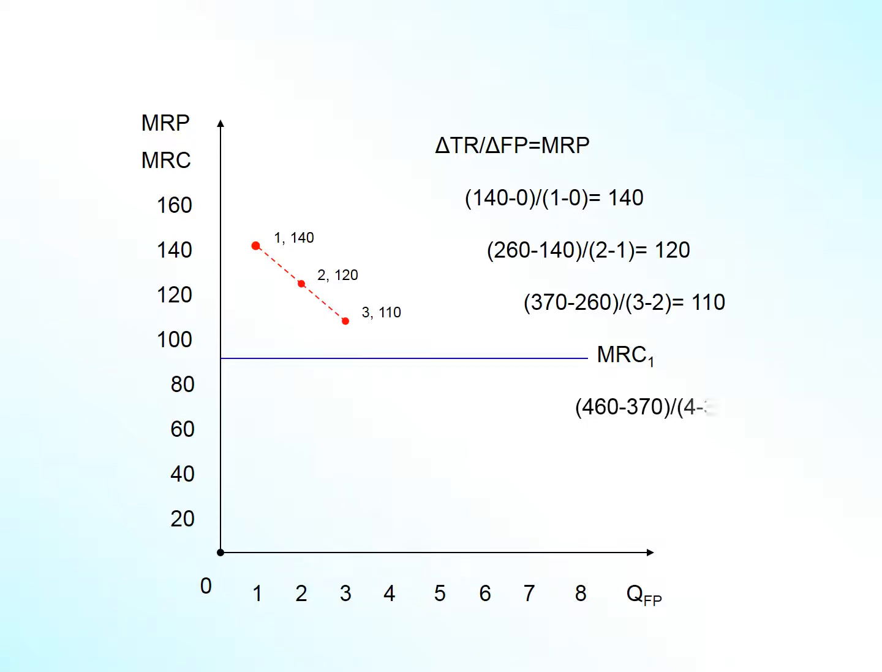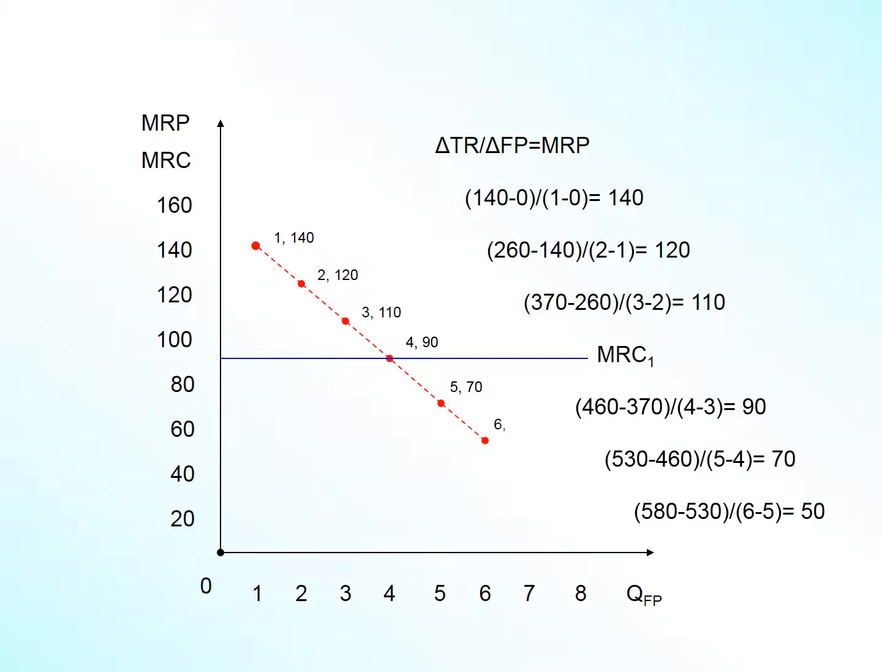This pattern continues. As more factors of production are employed, more output and more revenue are generated for the firm. This added revenue is from adding a worker. At factor 5, however, only $70 of additional revenue is created for the firm. Remember, the marginal resource cost to employ that worker is $90.